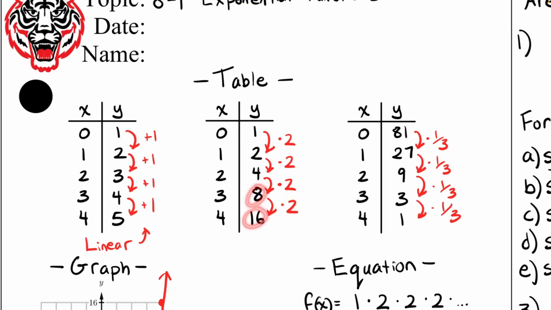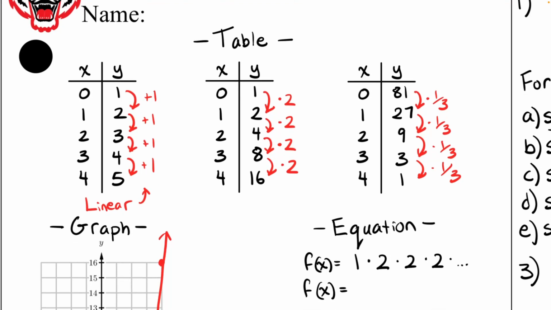16 to get to 8, I divide by 2. Constantly divide by 2, divide by 2, divide by 2. So if I have 1 here and I divide by 2, the height is, everyone shout out, 1 divided by 2 is? 1 divided by 2 is a half.